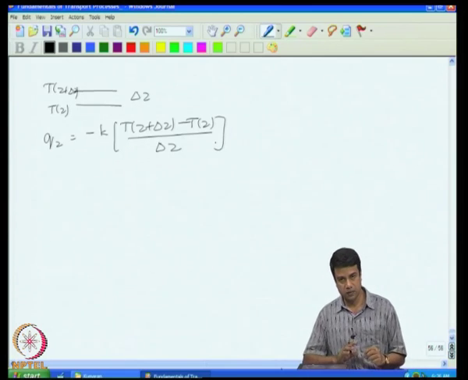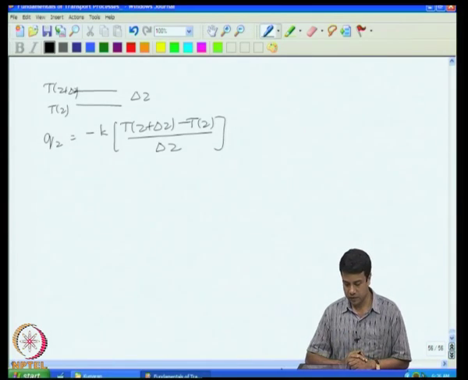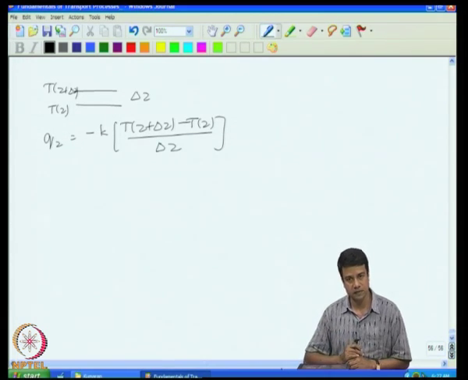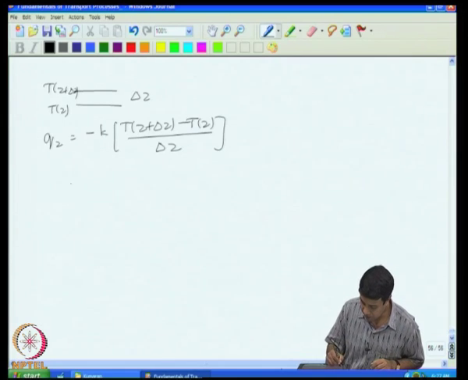This was for one dimension. The same thing holds for variations in time as well, because the heat energy always goes from a higher temperature to a lower temperature. If the temperature at position z plus delta z is higher than at z, then the flux will be downwards. And that is the reason for the negative sign. If I take the limit as delta z goes to 0, this basically becomes equal to minus k dt by dz.